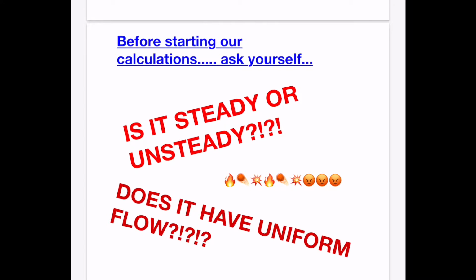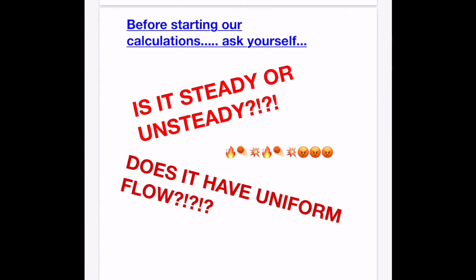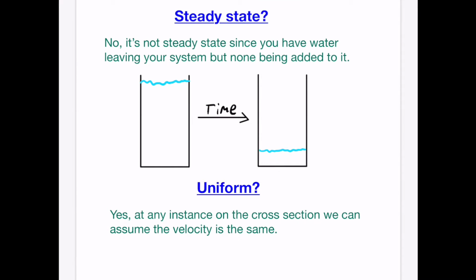Before starting our calculations, it's always important to ask yourself, is it steady or unsteady, and does it have uniform flow? This helps us choose which form of the continuity equation we need to use. Now what are we dealing with? Since we have an outlet but not an inlet, this causes our water level to change with time. This defines a non-steady state.